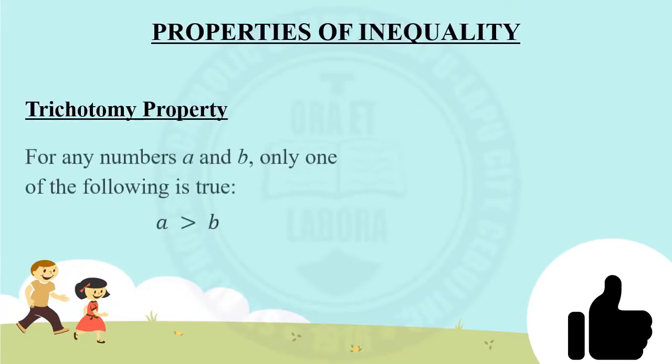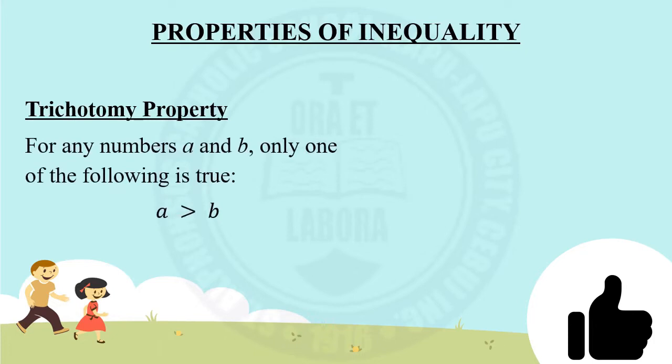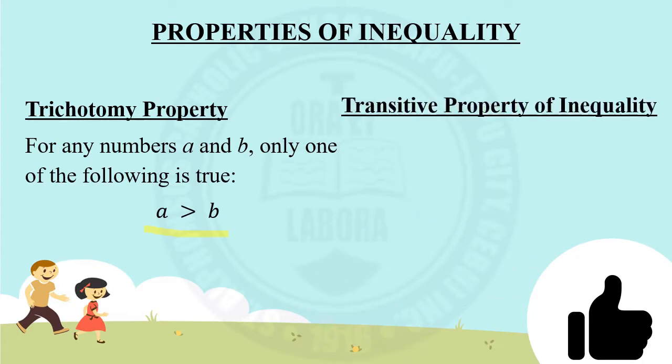Properties of inequality. First property, that will be trichotomy property. For any numbers a and b, only one of the following is true, and that is known as the trichotomy property. Next is the transitive property of inequality.